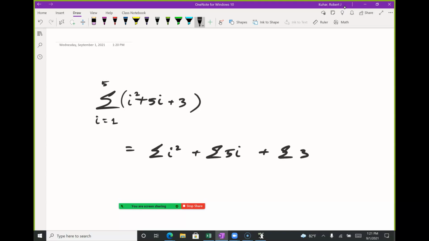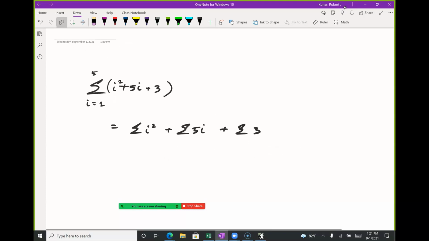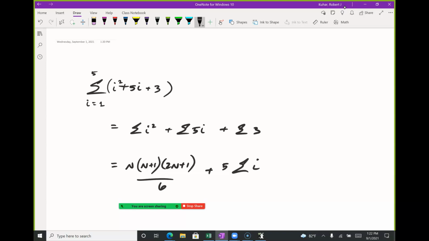I get a little bit lazy with the subscripts. I know each one goes from 1 to 5, and I know my final value of n is 5, right? So I'm kind of cheating that a little bit. So I have a formula for i squared. That's n times n plus 1 times 2n plus 1 all over 6. I have a formula for the sum of i. So this is really 5 times the sum of i plus the sum of 3.